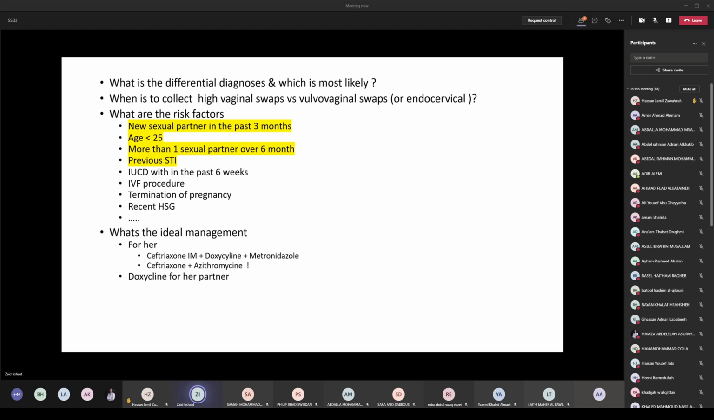We should also treat her partner, ideally with just oral doxycycline. Remember, the reservoir for chlamydia is usually the male partner, especially for chlamydia and trichomonas. It's usually from the male partner. They cause subclinical urethritis in the male partner. And is there any other advice during our management? Hassan?